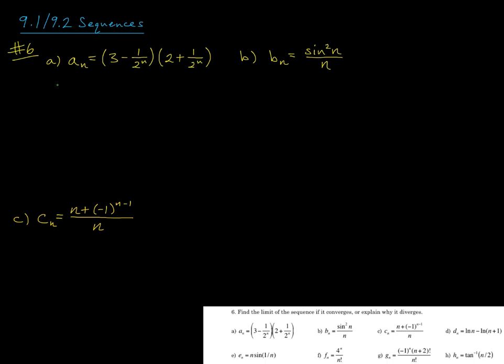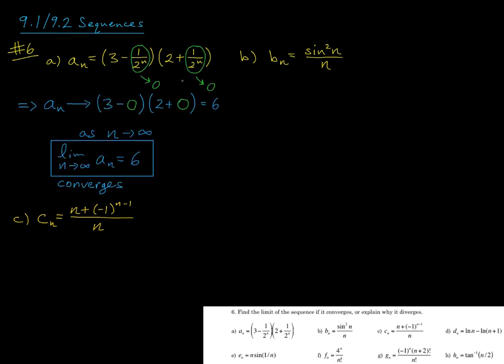Look at question 6. It says find the limit of the sequence if it converges or explain why it diverges. All right, so for part A, looking at the sequence a sub n, which is equal to the product of 3 minus 1 over 2 to the n and 2 plus 1 over 2 to the n. Okay, so the idea here is to just look at what's happening at each individual term and then put it all together for the limit.